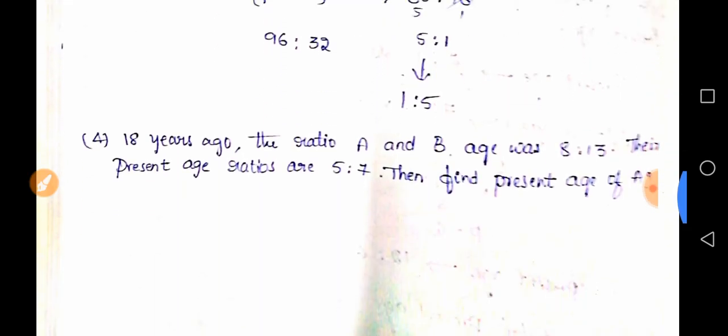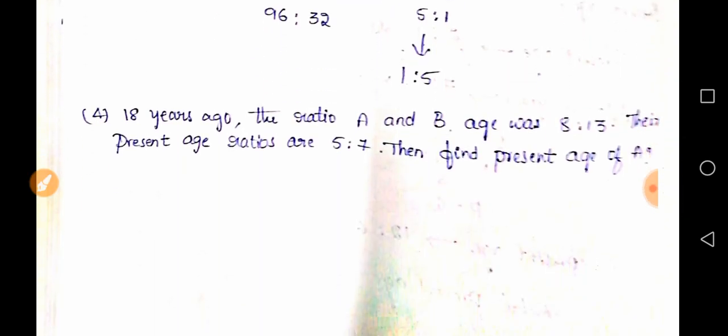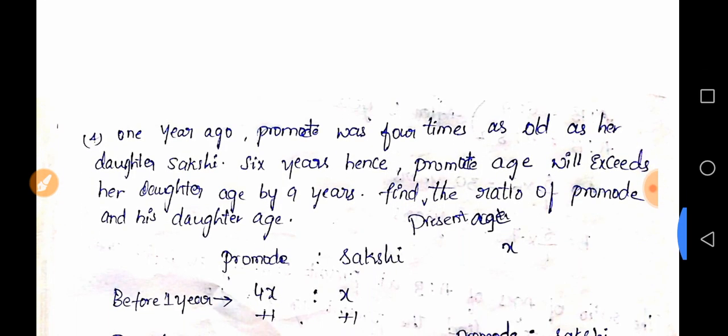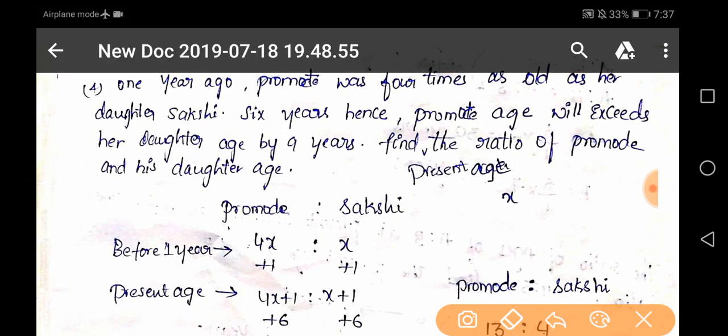Okay, and here is a question for you all. 18 years ago, the ratio of A and B was 8:13. Their present age ratio is 5:7. Then find the age of A. So the ratios are given and you have to find the present age of A. Just do this and give me the answer in the comment section so that I'll solve this in the next video. And we will solve the problem which was given to you in the last video.